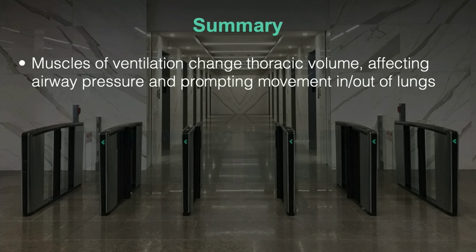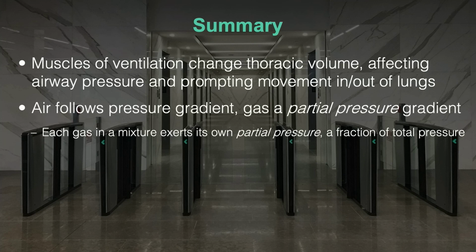Movement of air only due to activation and relaxation of the ventilatory muscles. It's all about changing the volume in the thoracic cavity. And changing that volume will impact pressure in the airways, which prompts air to move. Higher volume, lower pressure. Lower volume, higher pressure. And so manipulating pressure in the airways prompts air to move according to its pressure gradient. Air moves according to its pressure gradient.